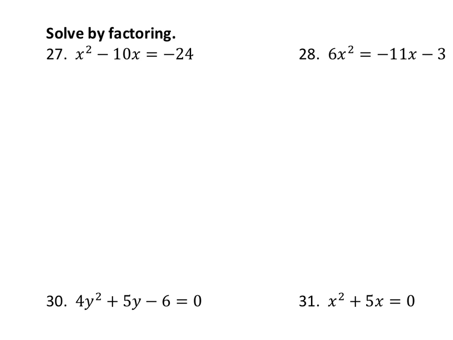Alright, here goes page 4 of the review. We're going to be solving by factoring. Generally, when you're solving by factoring, you want one side to be 0. So anytime you don't have the equation set to 0, make sure that it is. So as I look at number 27, there's 24 over there. So I'm going to go ahead and add that to both sides.